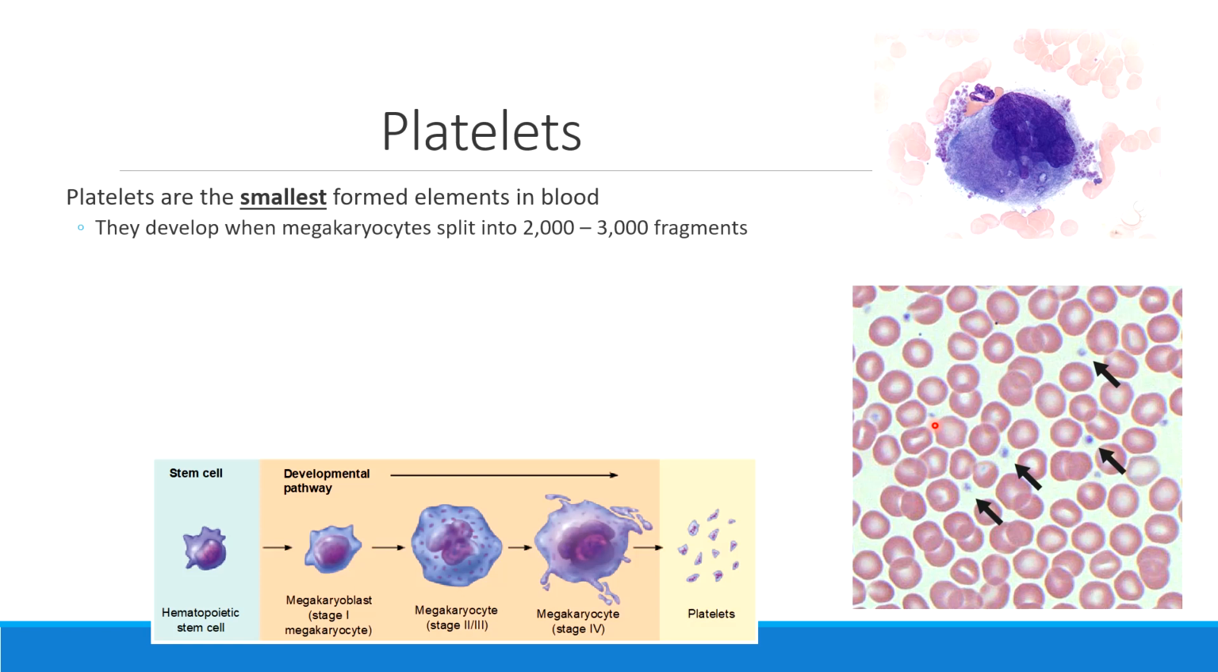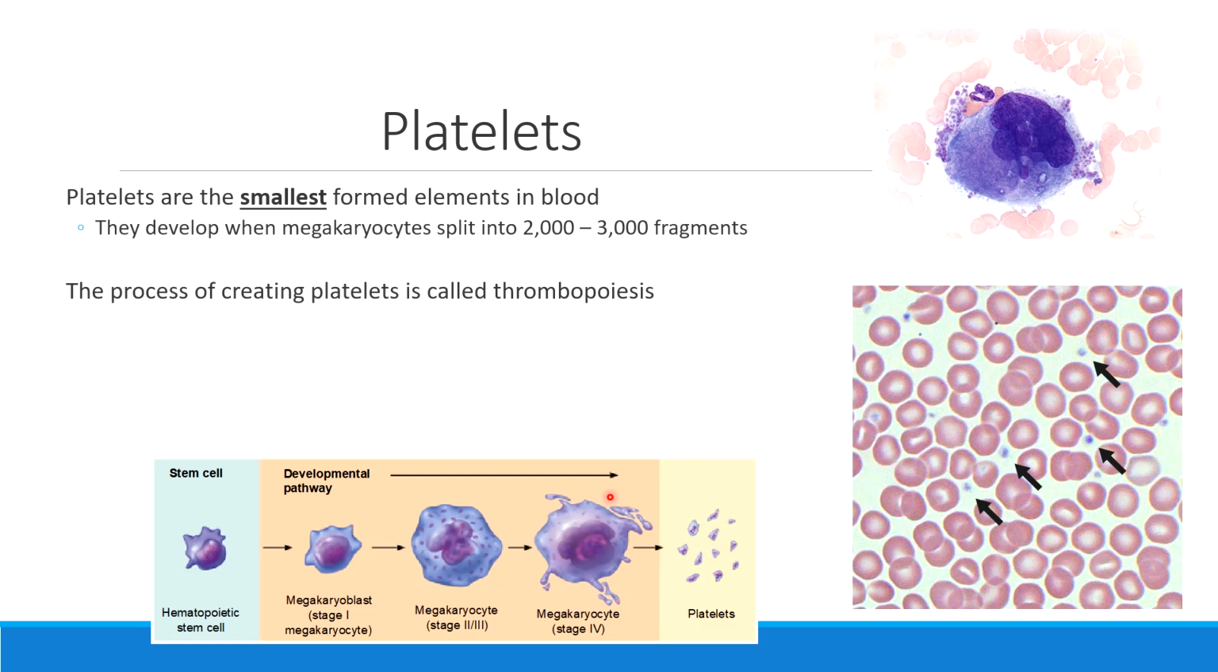Platelets are considered cell fragments because of their origin story, where they come from. We see these big cells in the body called megakaryocytes. Megakaryocytes are very, very large. And when they get to a certain size, this enormous size, they'll actually split apart, forming about 2,000 to 3,000 different platelets. So platelets all come from these huge cells, megakaryocytes, that divide up into smaller pieces.